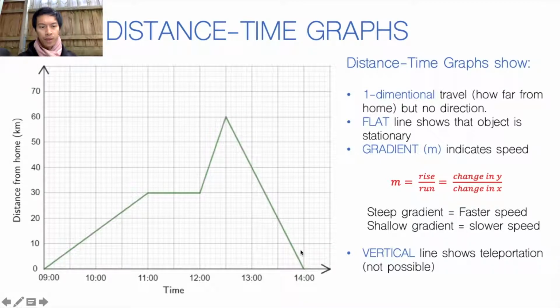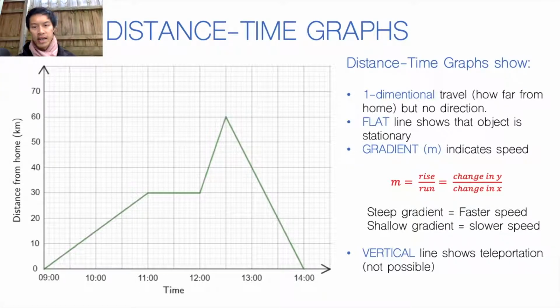Now, you will notice at about 11 a.m. to about 12 p.m. that the object's motion is described by a flat line. Whenever you see a flat line in a distance time graph, it shows that the object is not moving, because the object is neither gaining nor losing distance over time, and therefore it's not moving.